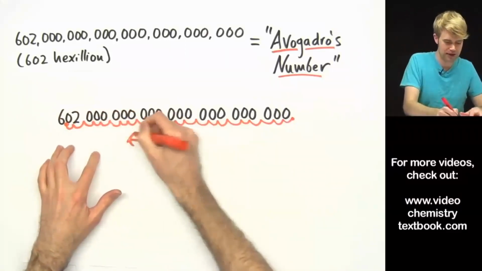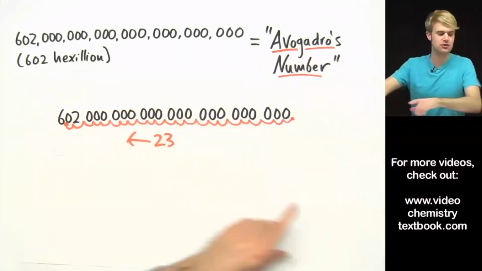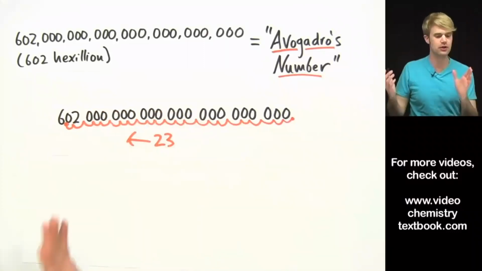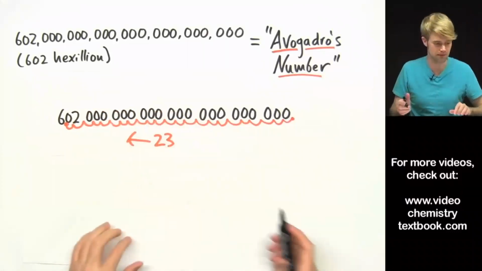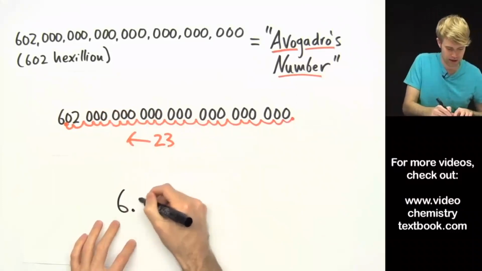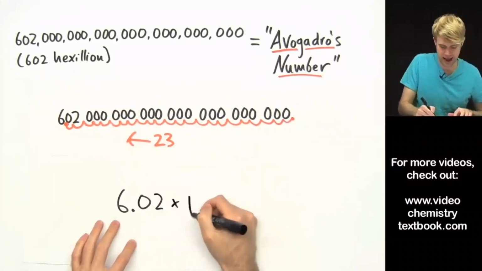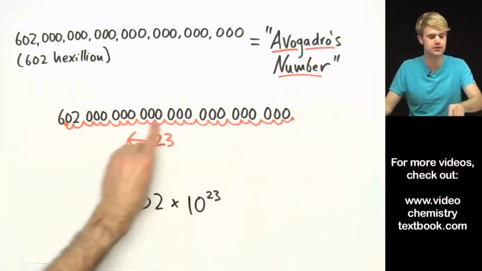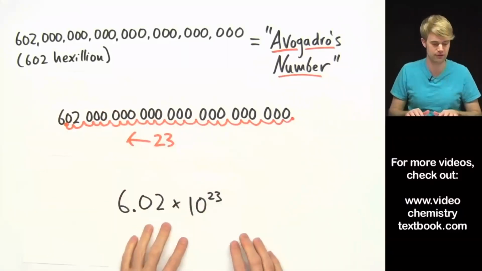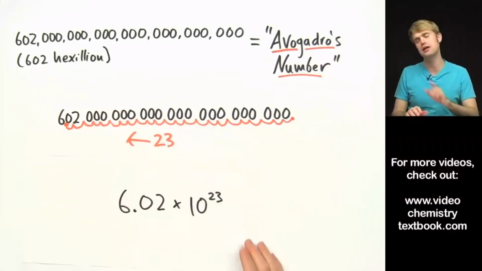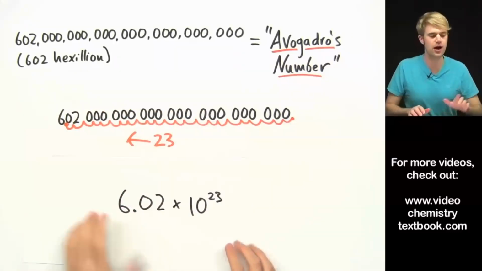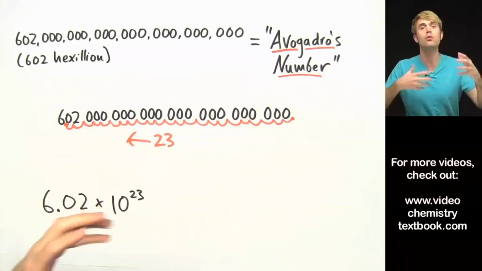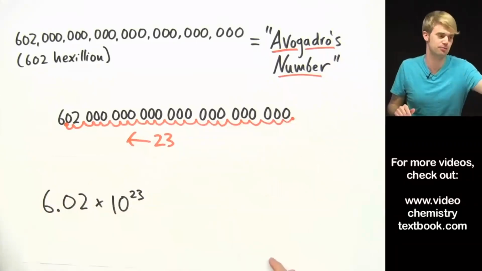So I moved my decimal place 23 spots to the left. And that means that in scientific notation, I would rewrite this number as 6.02 times 10 to the 23rd. The 23 comes from the number of spots that I moved it to the left. So 6.02 times 10 to the 23rd is how we often abbreviate this gigantic number, 602 hexillion, when we want to write it out and use it, say, in math problems.